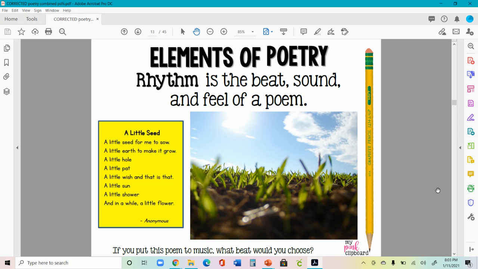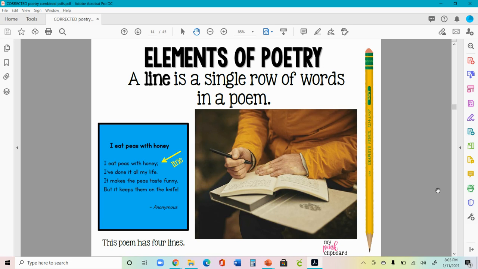So, the length of the line plus the syllables in each line definitely help with the rhythm. A line is simply a single row of words, just like a line that we write on a piece of paper, or a line that we're talking about as far as reading in a book. So this is a very short poem.